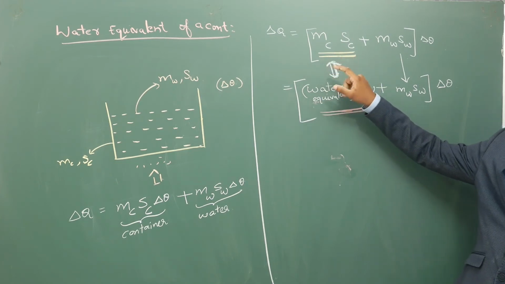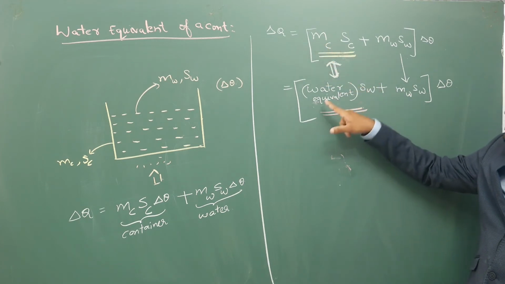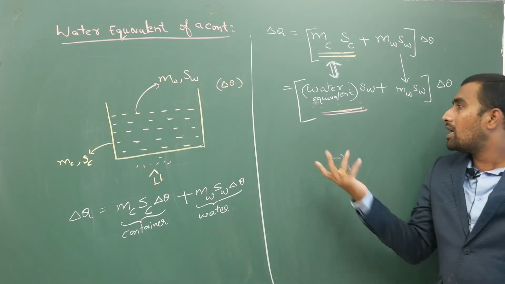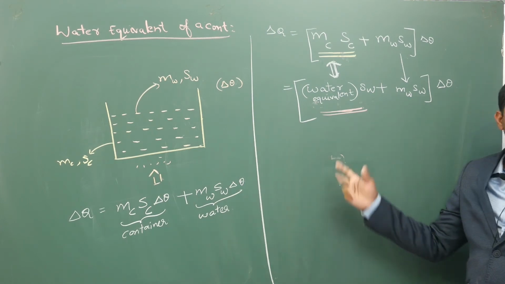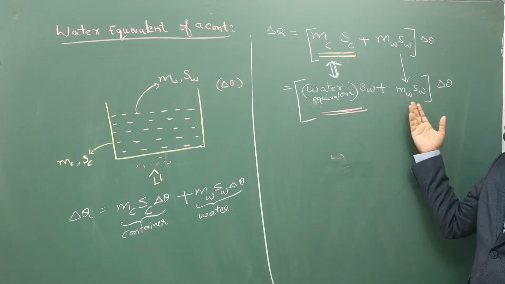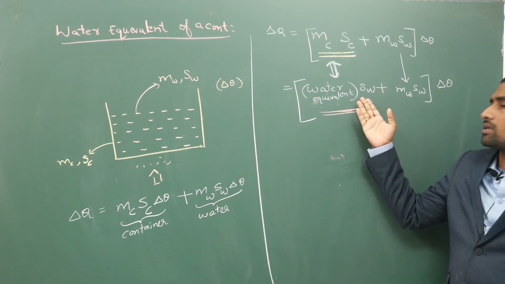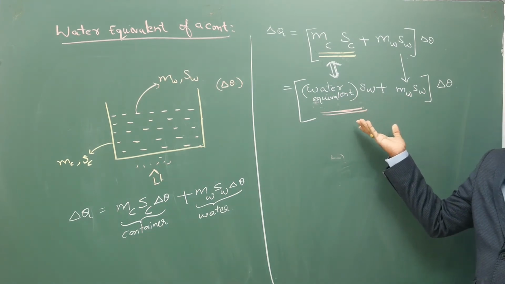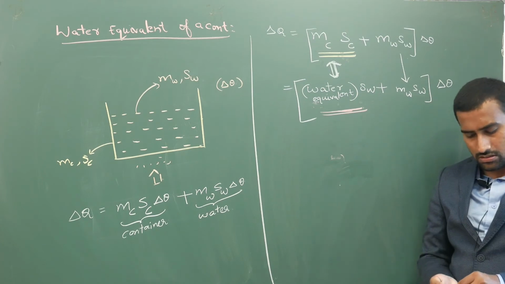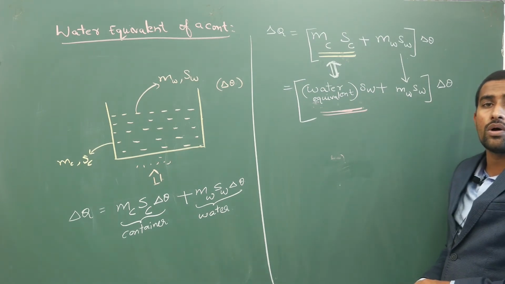So basically, for calculation convenience, mc into sc is just replaced with water equivalent into specific heat of water. So while doing the experiment, it is not going to be a tough job. Directly, it is that much equivalent amount of water. You directly know the standard value of the specific heat of water, which is 1 calorie per gram degree centigrade. Just simply substitute it, and your job is done. So this is your water equivalent.